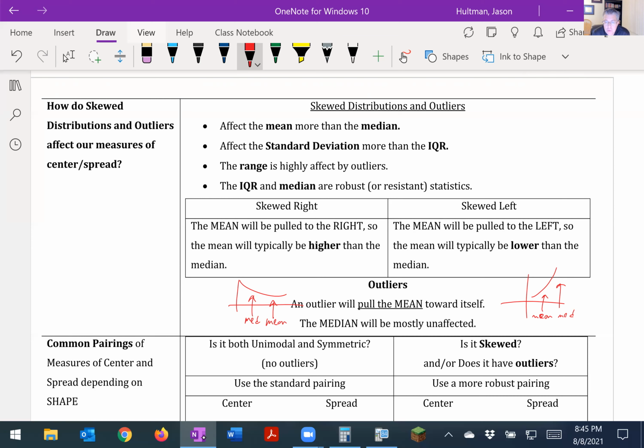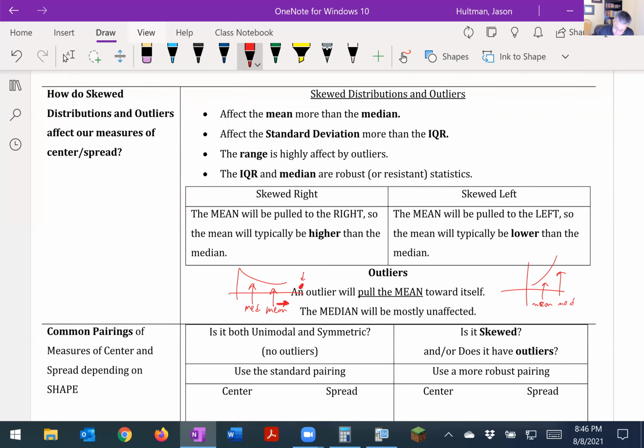An outlier will pull the mean toward itself. So if you have an outlier way out here, the mean is going to get pulled toward that outlier. It's going to be like the gravity of a planet. It's going to pull it to that. The median will be mostly unaffected.